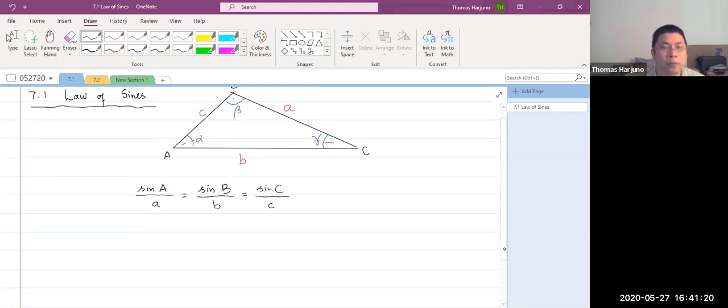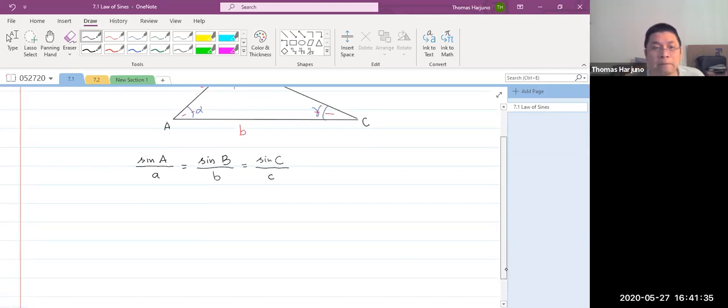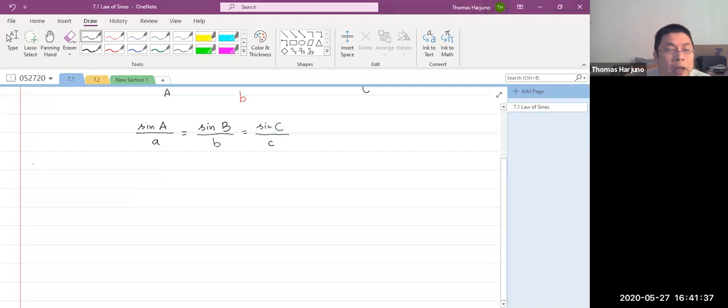Now, before I prove this, I would like to prove something that we will prove anyway in 7.2. That's something we can prove actually a lot earlier. What is that? Before I prove that, I will do another thing called area of a triangle given two sides and included angle.